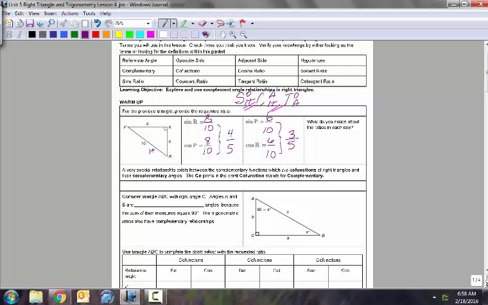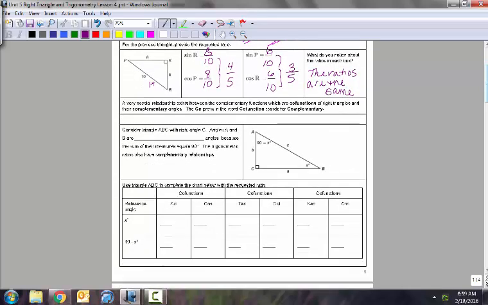What do I notice about the ratios in each box? The ratios are the same. So the sine of R is the same as the cosine of P, those two complementary angles. And the sine of P is the same as the cosine of R, which is a good fact to know. If I have to find the sine ratios of any triangle, I could just find the sine and cosine of one angle and then flip them for the other.